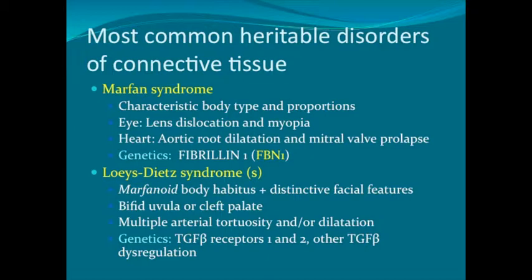There's also Loeys-Dietz, which at the beginning was thought to be very rare, and now more and more patients are coming with this diagnosis. They have a body appearance that may resemble Marfan to a certain extent, but they may have other systems involved, such as the palate. So there's a bifid uvula that you need to look for in the examination, and the vessels are very dilated and tortuous. The genetics are TGF-beta receptors 1 and 2, and other proteins that are involved in that pathway.